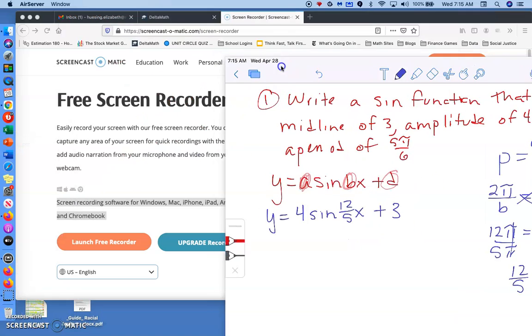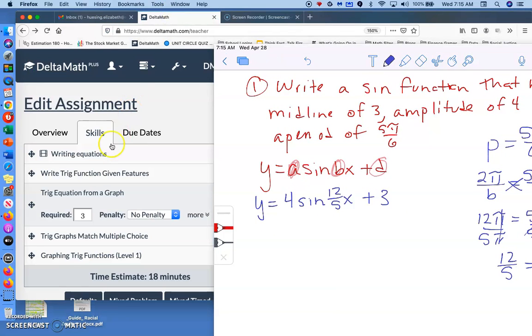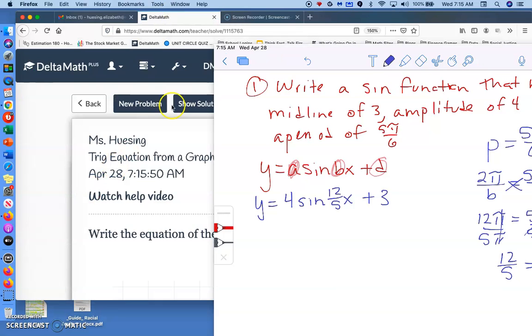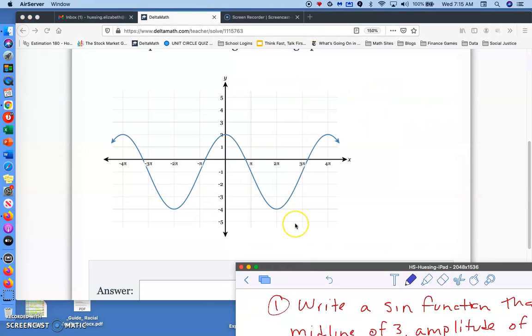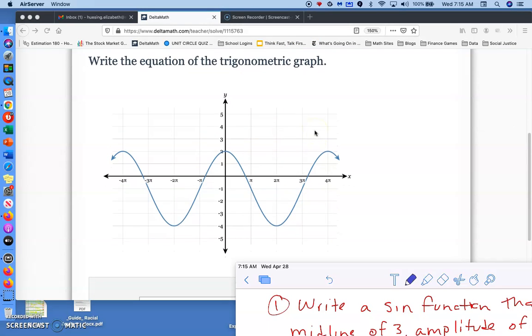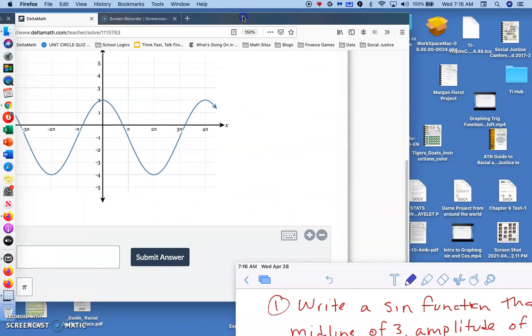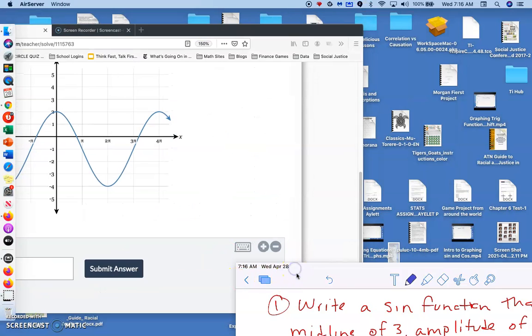So the other type today that you are going to take a look at, that we looked at the other day as well, but just a reminder of some of this. Let me see if I can bring one up here. Okay, so we are asked to write the equation of this trigonometric graph.